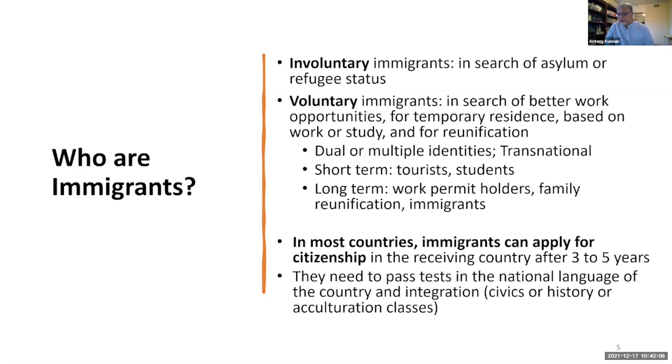In most countries, immigrants can apply for citizenship in the receiving country after 3 or 5 years of legal residence. But when they apply, it turns out that they have to pass tests, typically in the national language of the country. And of course, it's in the standard dialect of the national language. You may also have to pass a history and civics exam, or take part in cultural integration, acculturation classes. So there's a whole lot of things that an immigrant has to do to become a citizen.